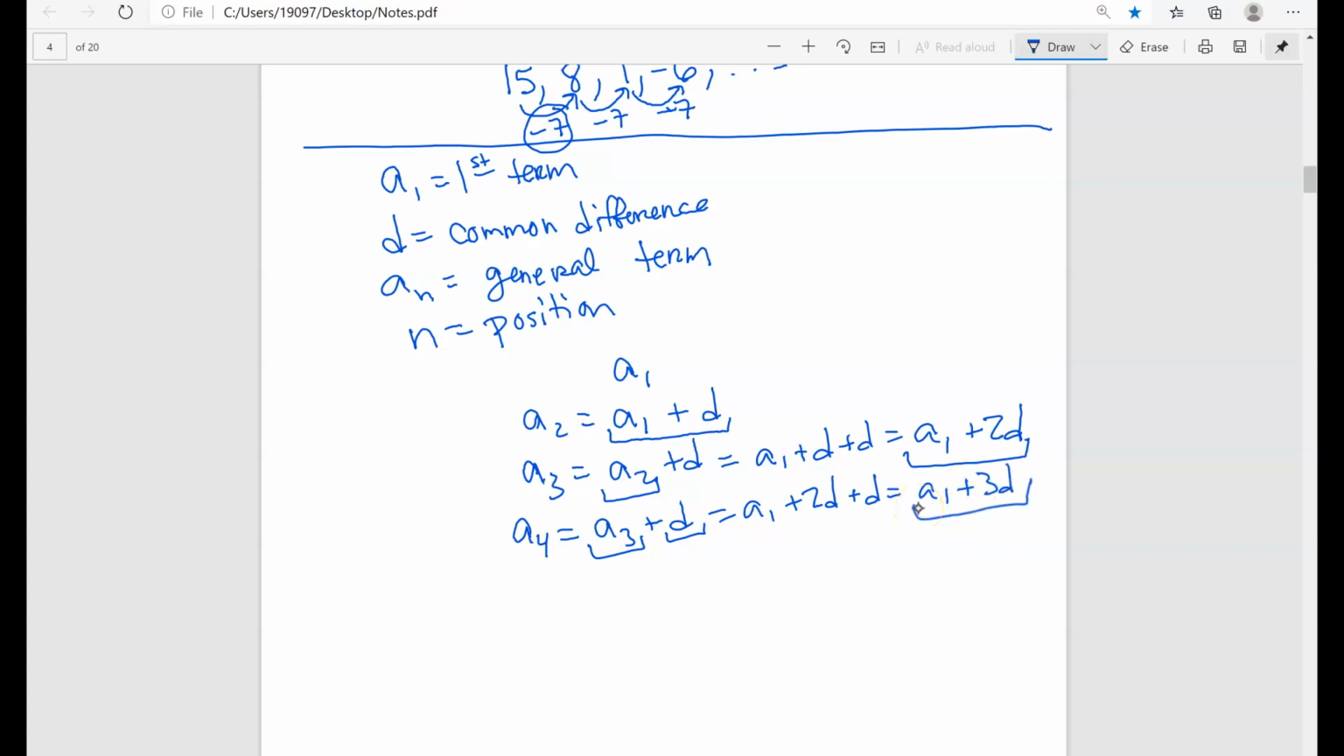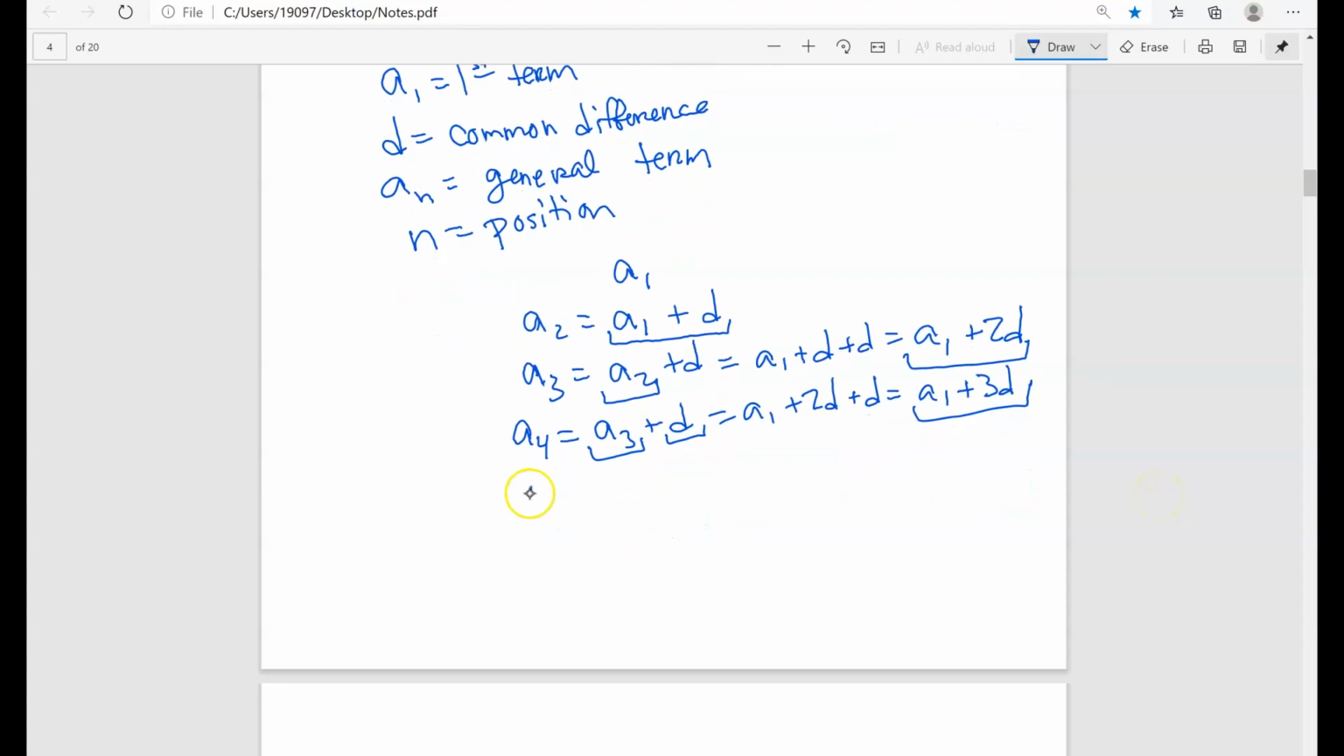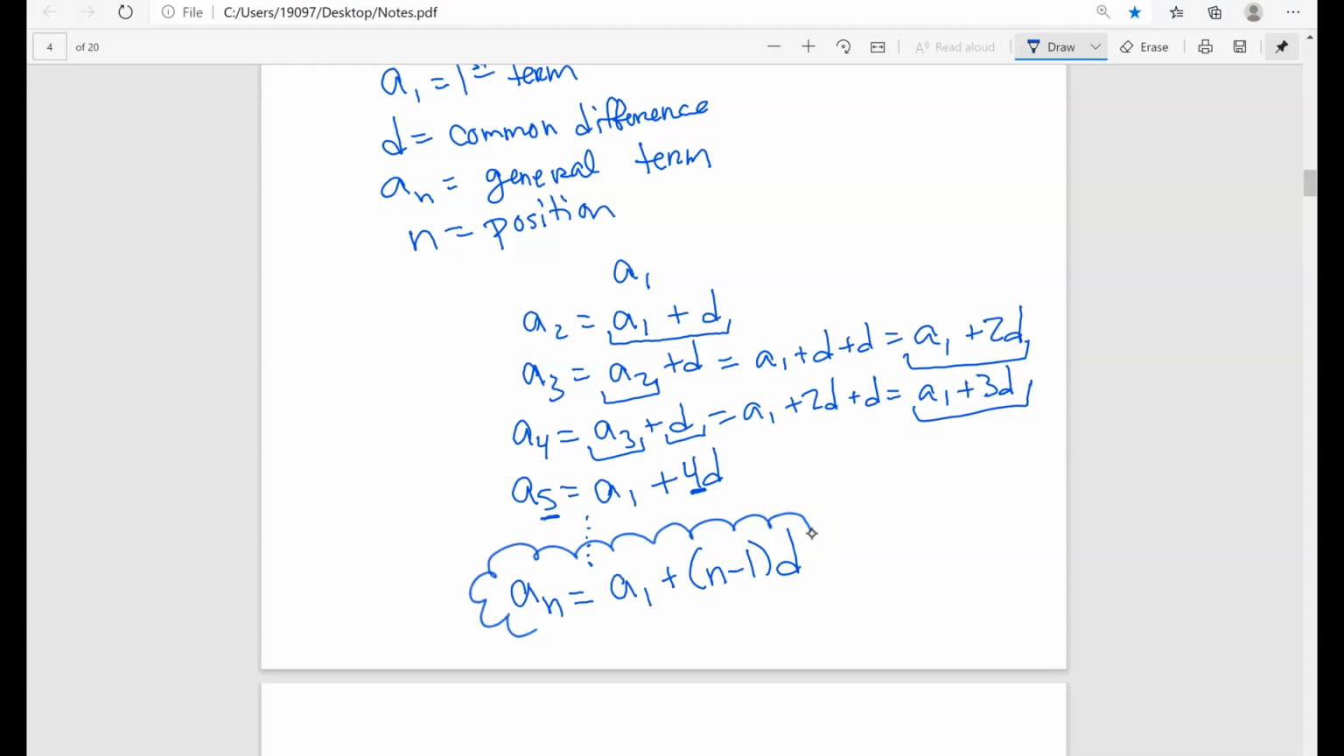Oh, do you see a difference? Or do you see a common thing? So what do you think a5 is going to be? a5 is going to be a1 plus 4d. So basically what you're seeing is that whatever the term is, you're subtracting by 1. So if I keep going to a general term, a1 is going to stay there, and then this term is going to be n minus 1 times d. This is the formula for arithmetic sequences. So if you want to figure out a general formula for something that's arithmetic, this is the formula that you're going to be using. Okay?